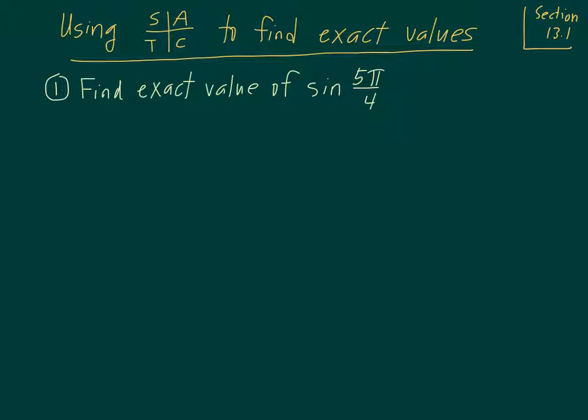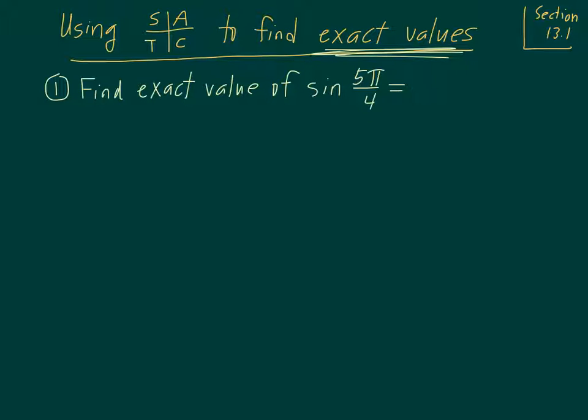Alright, welcome to Chapter 13 in your textbook. This is Section 13.1. The first thing we're going to take a look at is how to find exact values using this idea of ASTC. So suppose we want to find the exact value of the sine of 5 pi over 4.